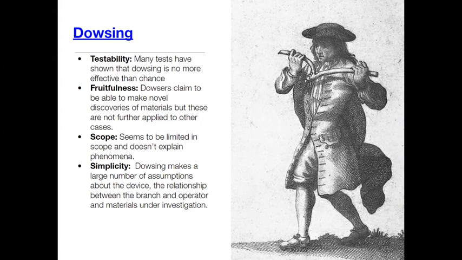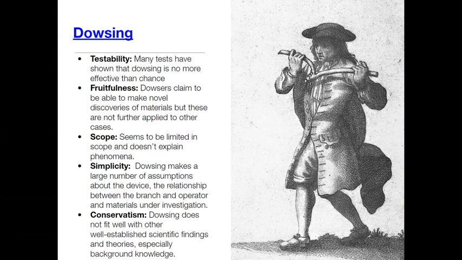Simplicity. Dowsing makes a large number of assumptions about the device, the relationship between the branch and operator, and materials under investigation. You would see that if you look at a YouTube video on dowsing. And dowsing does not fit well with our other well-established scientific findings and theories, especially background knowledge. We have no good reason to believe that dowsing lends itself to the discovery of water or oil or metallic objects in the ground, with everything that we know about how those materials work, right? So that would be a simple example of using the criteria of adequacy on dowsing.